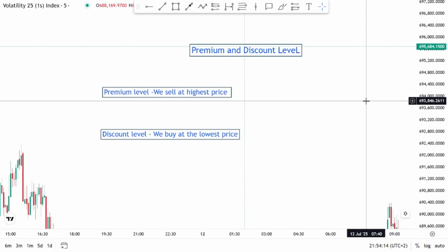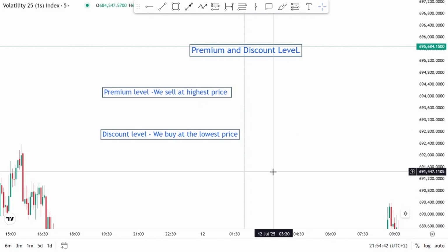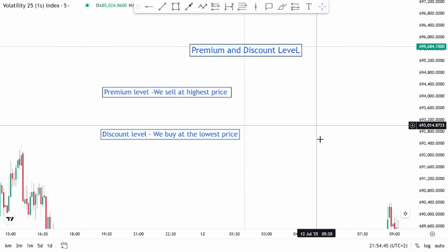Today we'll be speaking about premium and discount level. So in the market we have two levels, which is the premium and the discount. The premium level is where we sell at the highest price, and the discount level is where we buy at the lowest price. At the premium level we deal with sales, and at the discount level we deal with buys.